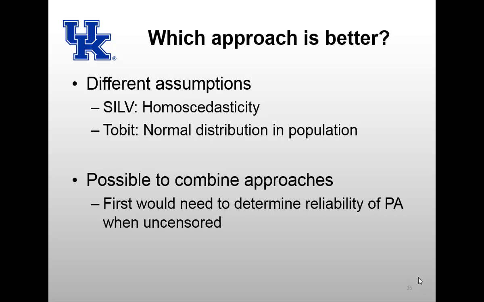You would need to have, from other studies, since you couldn't do this inside of our one study here, the ability to accurately determine the reliability of PA when it's uncensored. So if we used it in a similar population, but one just slightly different enough that there wasn't this strong censoring effect, and we could estimate the reliability, we could use that information to additionally incorporate SILV into the Tobit approach.